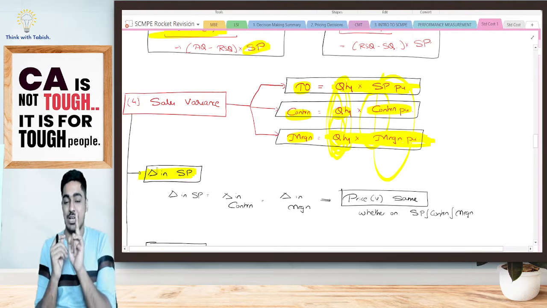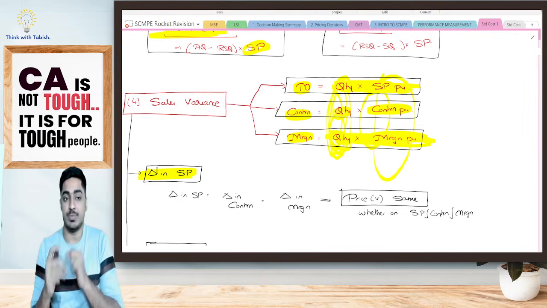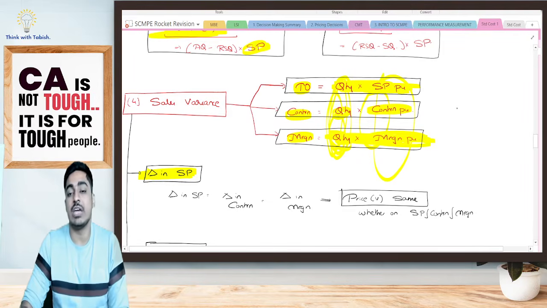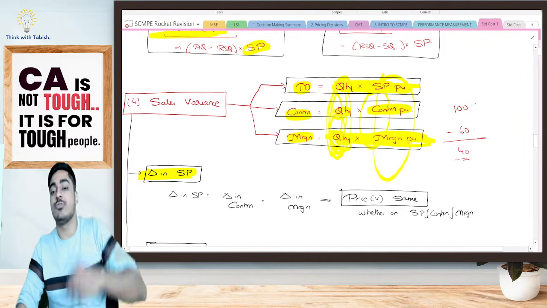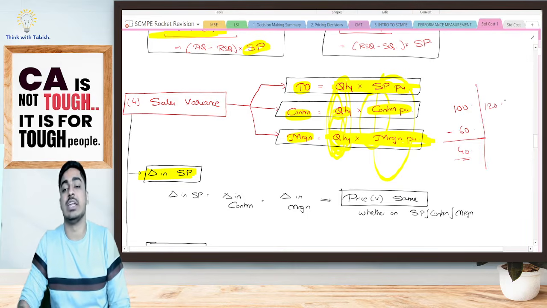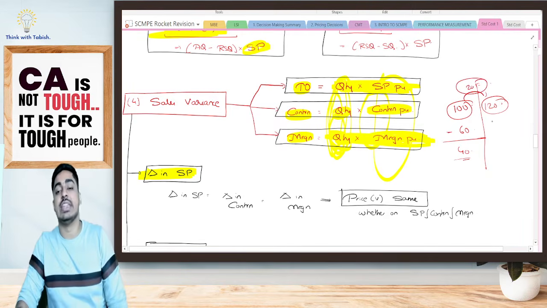Now, I am selling 1 unit only. But originally I thought I would sell this product at 100 rupees. Look at this. Say, for example, my cost is 60 rupees, so profit was 40 rupees. However, actually I have sold it at 120 rupees. That means what happened? My sales price variance is 20 rupees favorable. I have sold the product at 20 rupees extra. So what will happen?